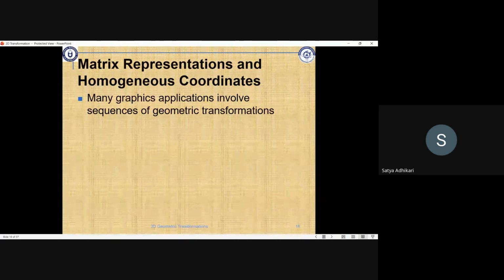So we have discussed translation, rotation, and now scaling. We have also two other transformations: one is reflection and the other is shearing. We'll discuss that, but before that, let us discuss what is matrix representation and homogeneous coordinates.